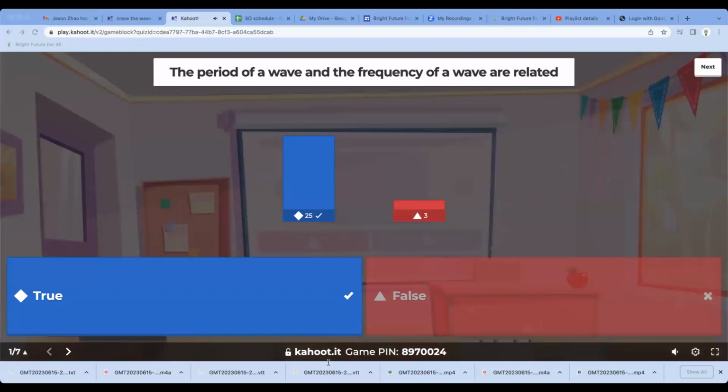All right, so remember the inverse relation that period had with frequency. Frequency is equal to 1 over the period, and therefore they are related. All right, we can go on to the next question.